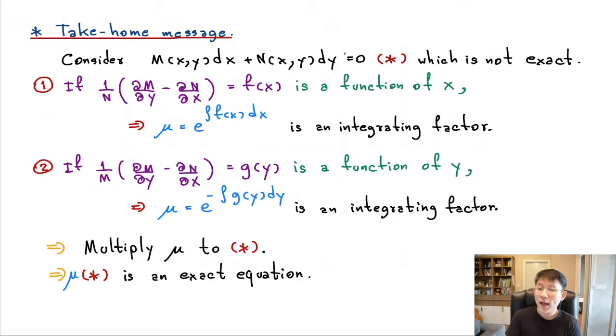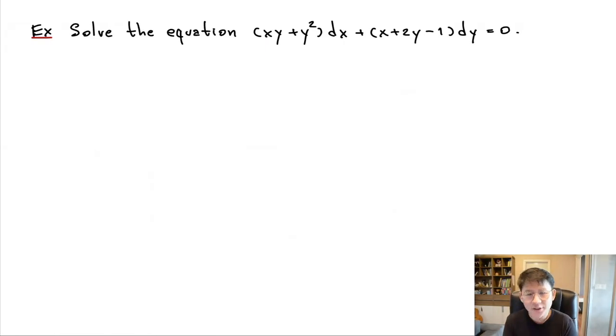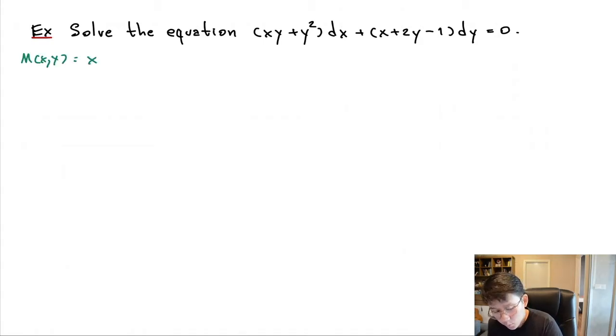Okay, let's look at an example. Guys, mathematics, things become clear when we look at examples and exercises. So this one. First, we know that m, which is xy plus y squared, right? This guy is m.